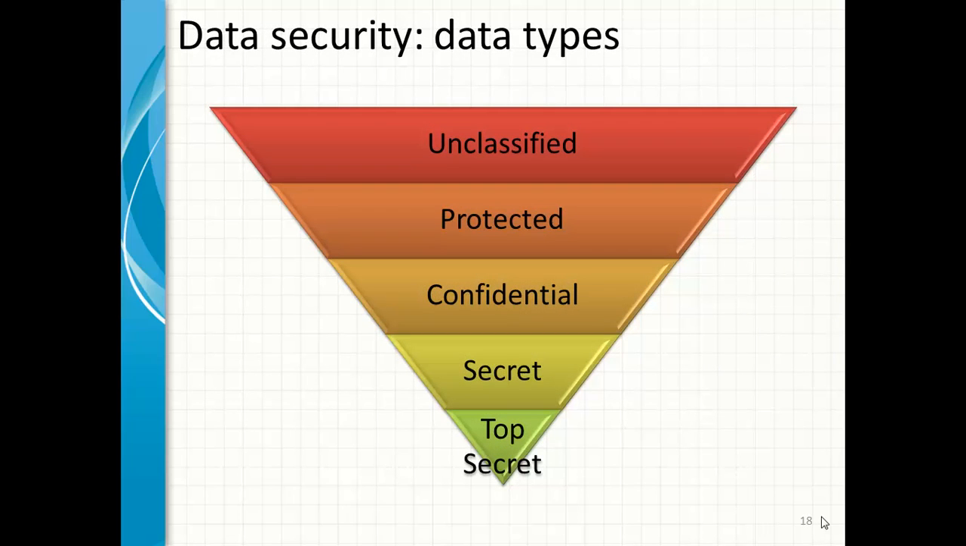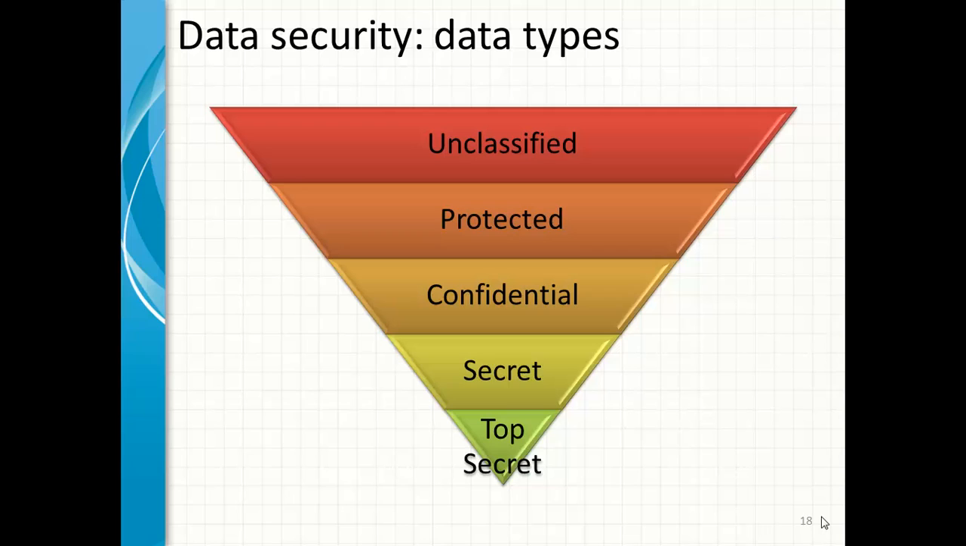What I mean by data security is data type. What type of data can or can't an organization store in the cloud? What type of cloud do they need to deploy in order to store the data? There are different data classifications, such as unclassified, protected, confidential, secret, and top secret. Data is divided into different categories based on its value to the organization.